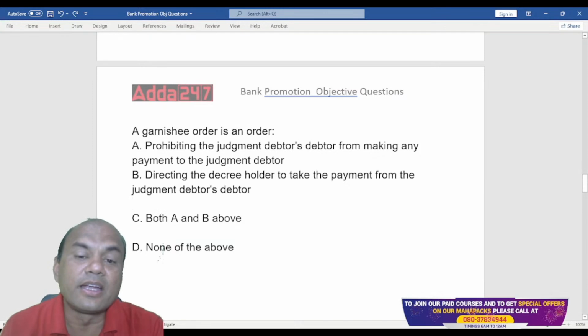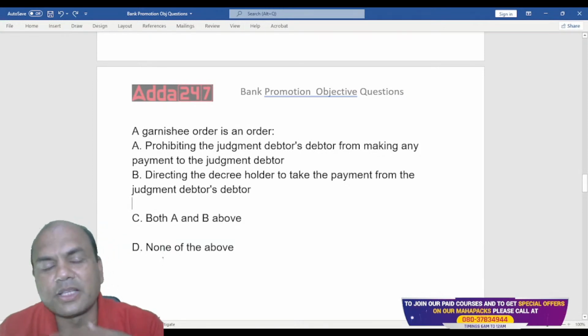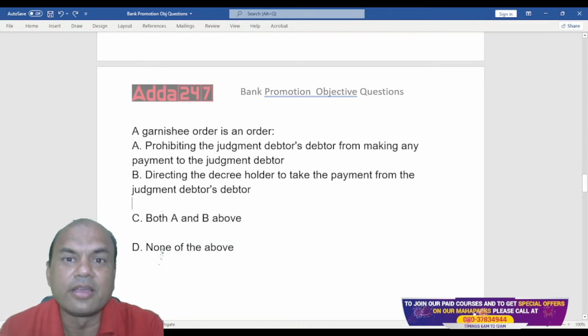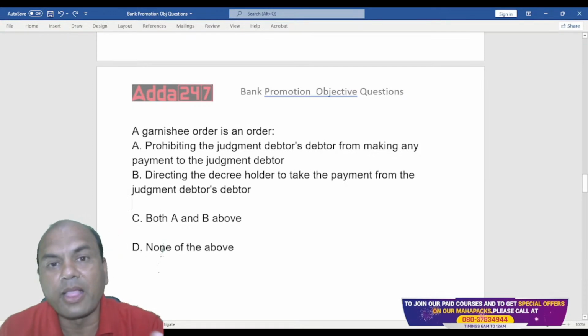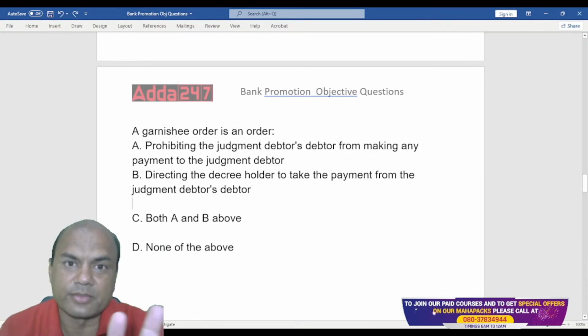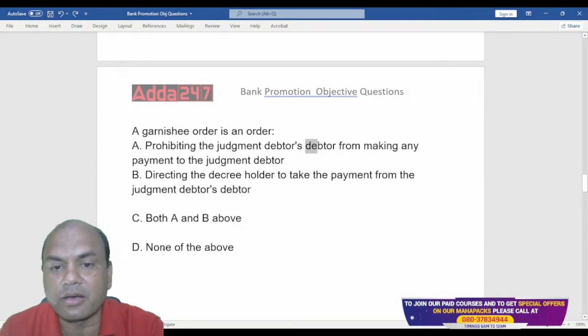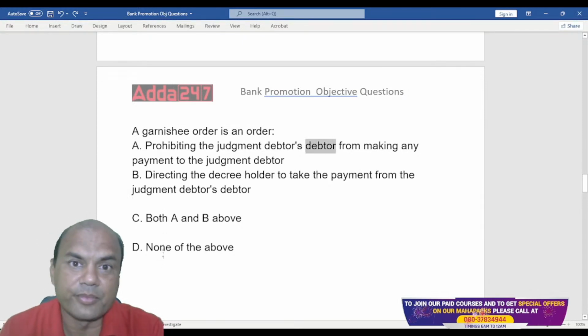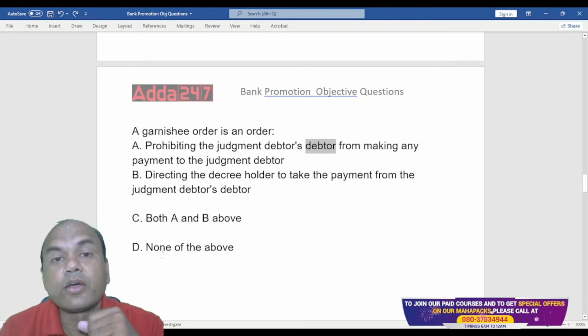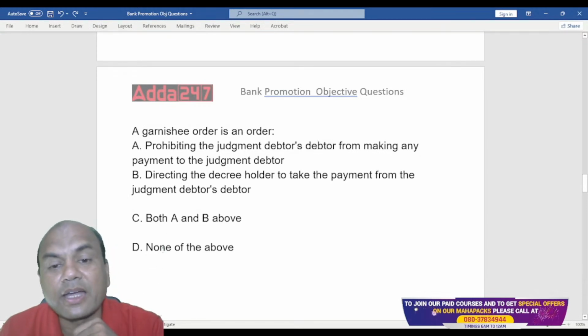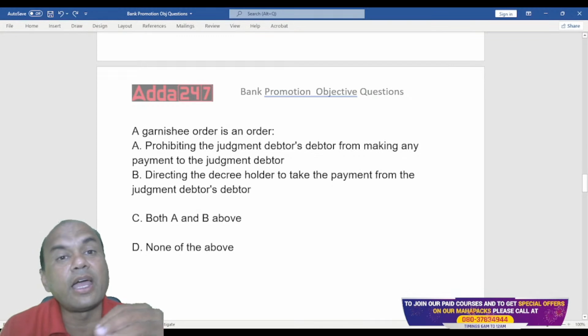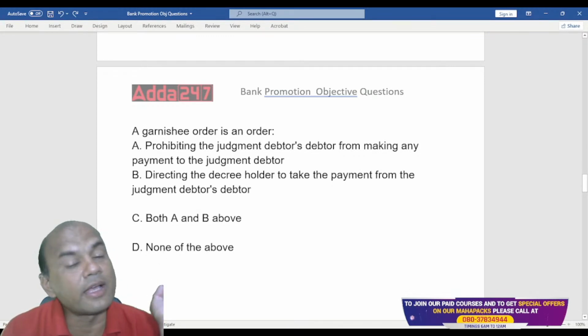See this. Debtor's debtor means, suppose let's say I am the customer, okay? You are the bank. I have not repaid your loan. So I become the debtor to you. You are the creditor. Now in this case what happens? There is a debtor's debtor. Means I have sold the material to somebody and that guy is going to pay me.